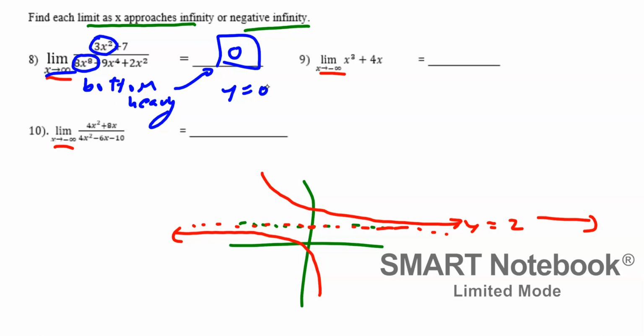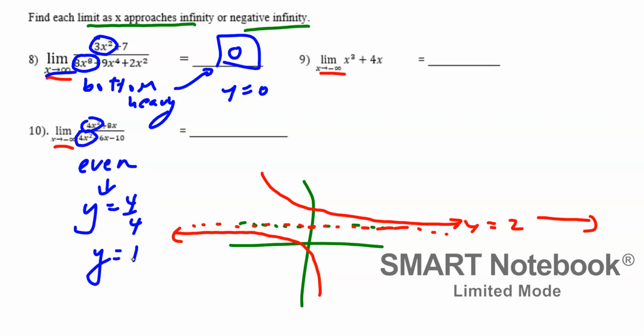Number 10, if you're looking at the limit as x goes to negative infinity, notice that we have 4x squared over 4x squared. So this situation is even, and when it's even, that means you have an asymptote y equals, comparing the two lead coefficients. So it'll be y equals 1, which means that as x is going to negative infinity, the graph would be approaching but not touching the horizontal asymptote of 1. So that's why the limit is also 1.